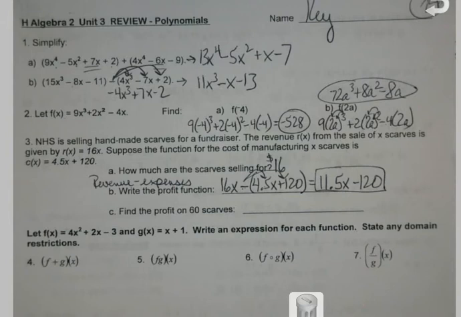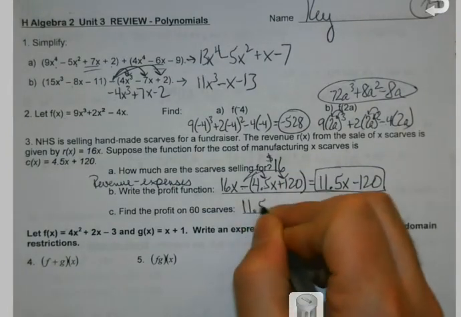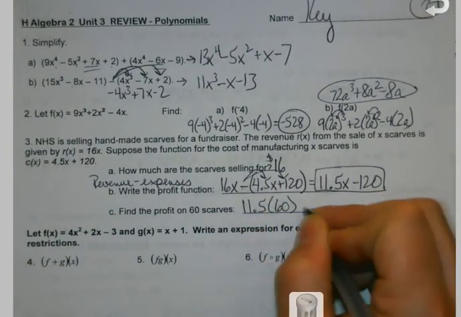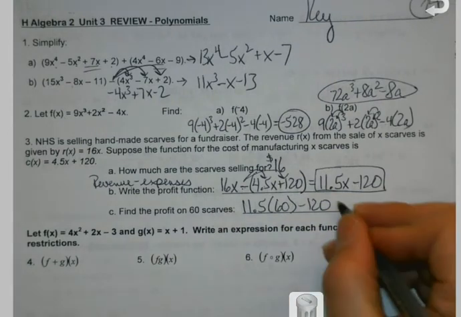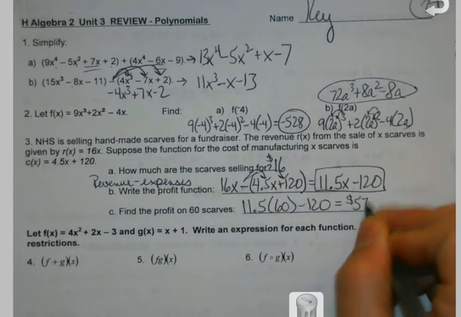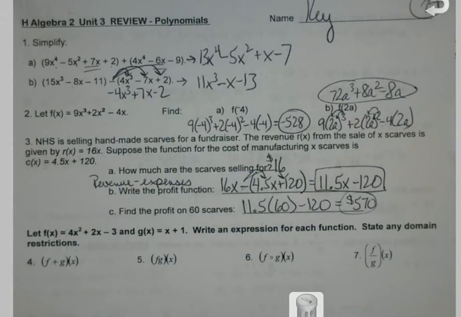The profit on 60 scarves, as long as I got my profit function right, I'm just going to plug that in and get my value out. But again, it's critical that when you're doing these, that you're cautious with your negative.